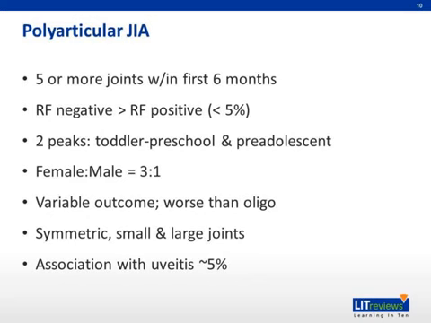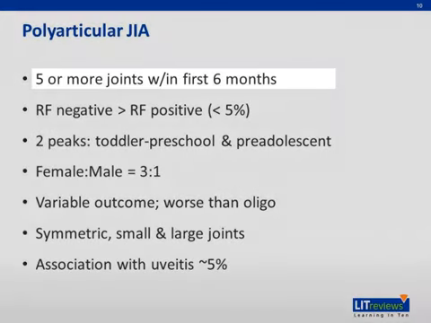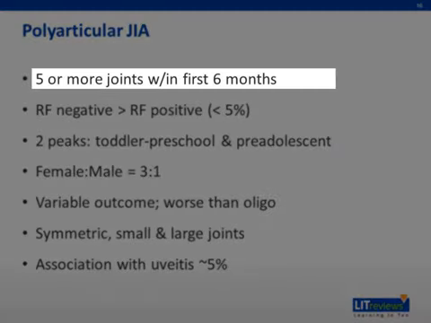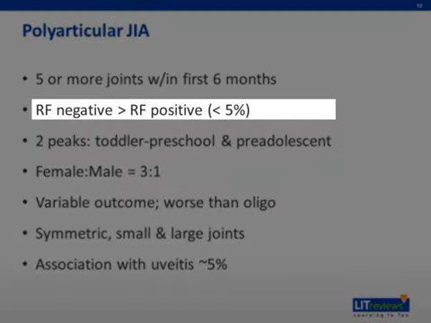The next type of arthritis is polyarticular arthritis, which includes both rheumatoid factor negative and rheumatoid factor positive arthritis. Poly refers to 5 or more joints with arthritis occurring in the first 6 months. RF positive, or rheumatoid factor positive, is not as common in children as it is in adults, and in fact, less than 5% of all kids with JIA actually have rheumatoid factor positive arthritis.